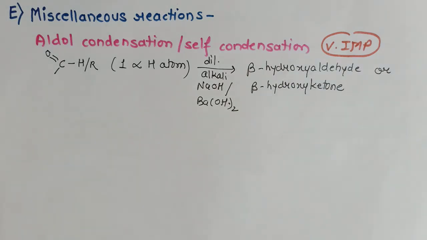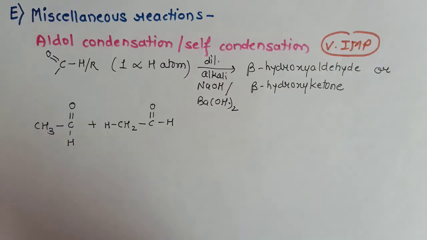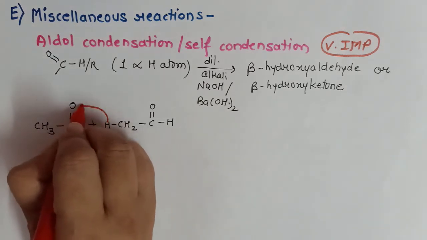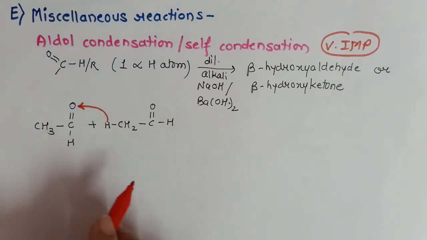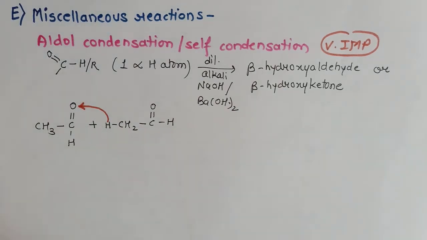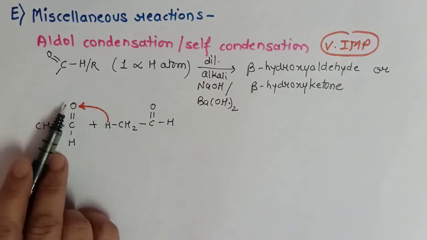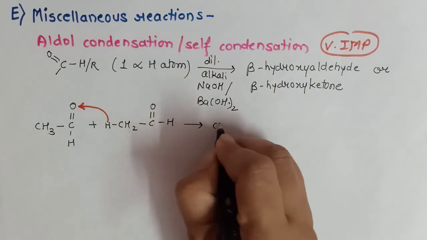Now why this reaction is called an aldol reaction, that I will explain to you while explaining the reaction. So let us begin with the first example. We have considered 2 moles of ethanal. Ethanal contains alpha hydrogen atom, and the alpha hydrogen atom of one molecule of ethanal moves towards the carbonyl oxygen of the other and thus forms a compound.